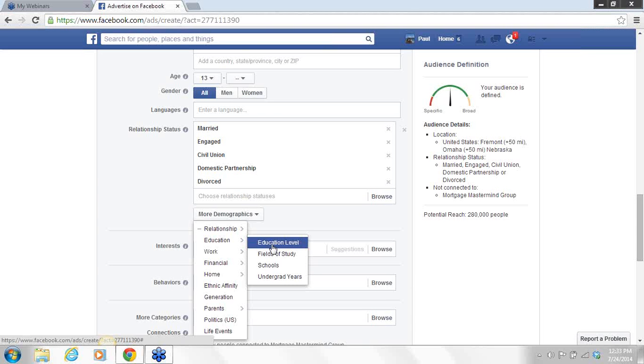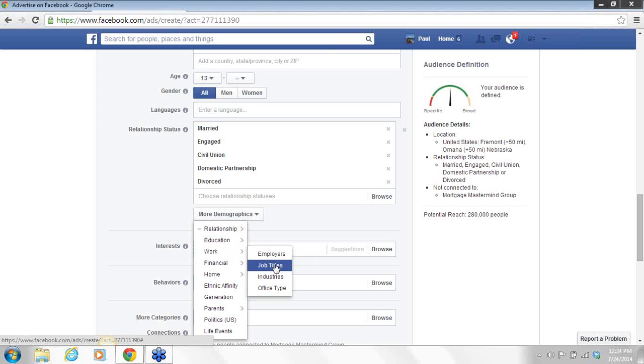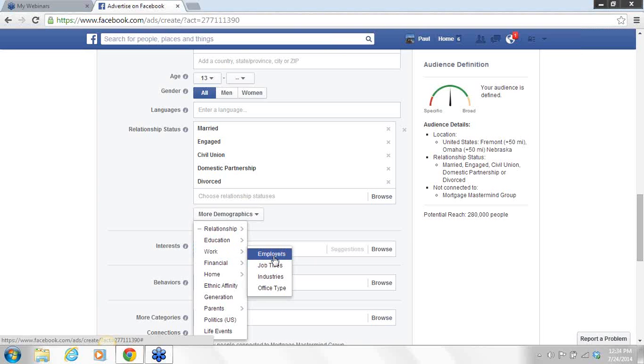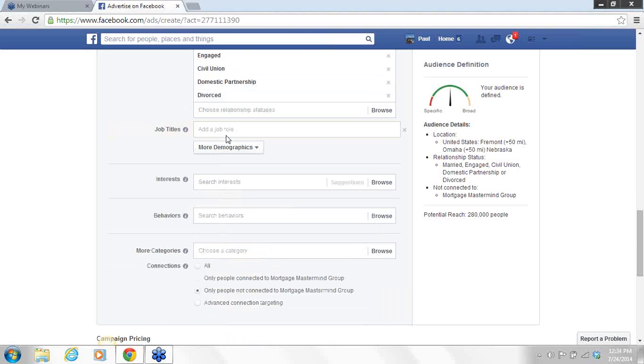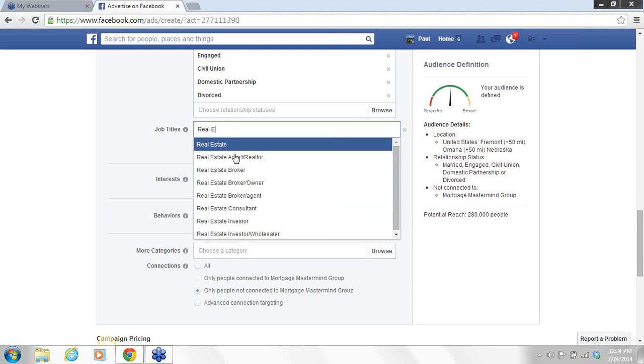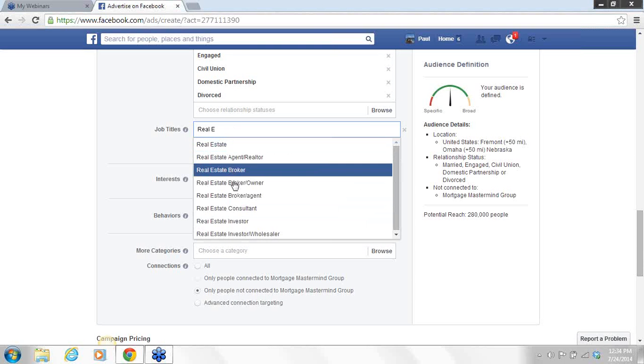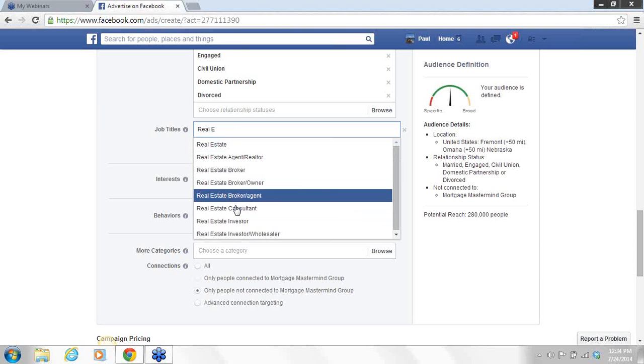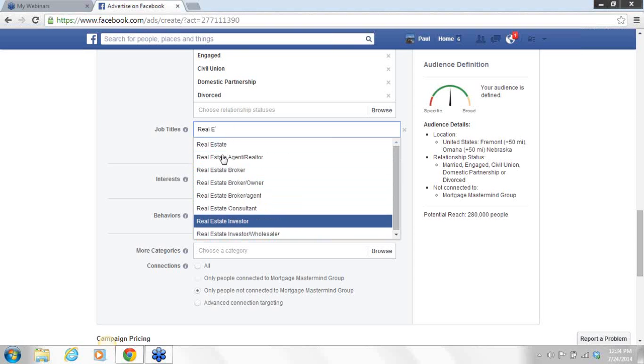Now, work obviously is a great one. You want to make sure that you've got people that are working. You can do job titles, employers. Here's a cool one with job titles that we don't think about all the time. Add a job or role. What about real estate agent, realtor, broker, broker owner, broker agent, consultant, investor, investor wholesale?